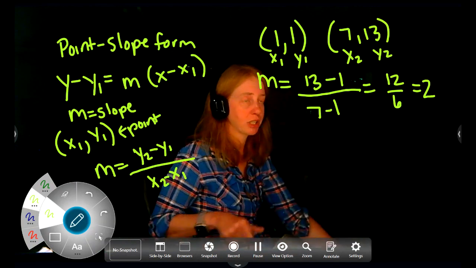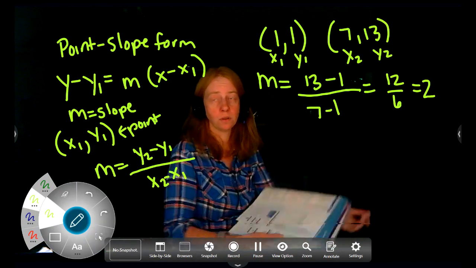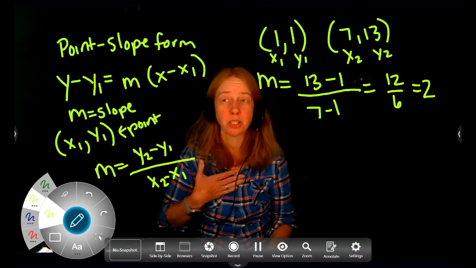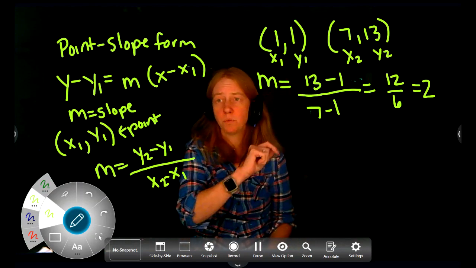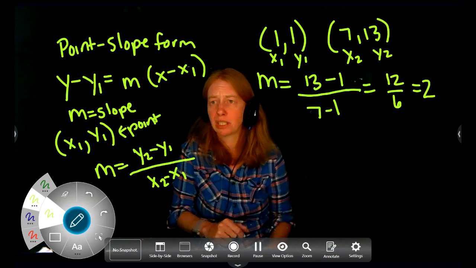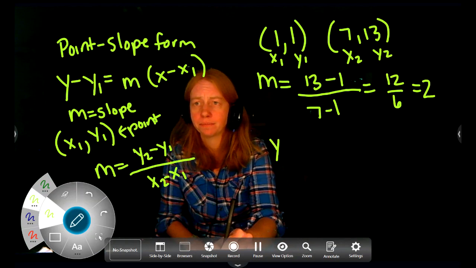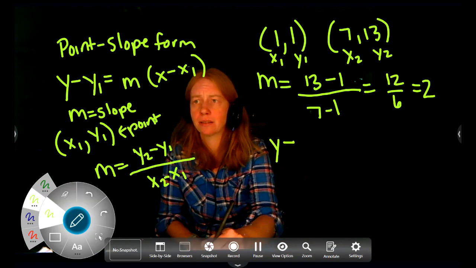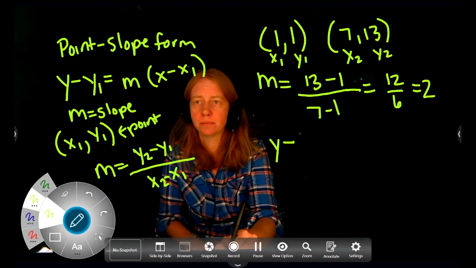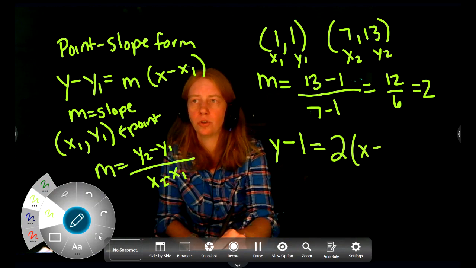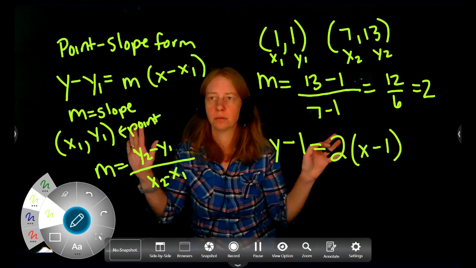Now on this, I don't actually care which point you use. You can use the 1, 1, or you can use the 7, 13. Me personally, I would probably use this one because 1s are easier to deal with than 7s and 13. So that makes sense in my brain, but whatever makes sense in your brain is fine. So y minus y1, which is 1, equals m, which is 2, times x minus x1. So we're going to find what x1 is. There we go. We're done.